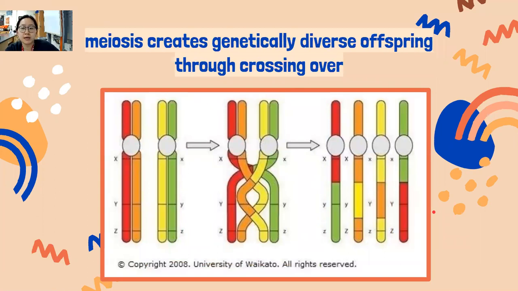Meiosis will create genetically diverse offspring because of a process called crossing over, where when the homologous pairs are lined up together in meiosis 1 at the beginning in prophase and metaphase, they will actually swap chunks with each other and create brand new genetic combinations that have never existed in any time of history, which is really cool because it means that you are an original.